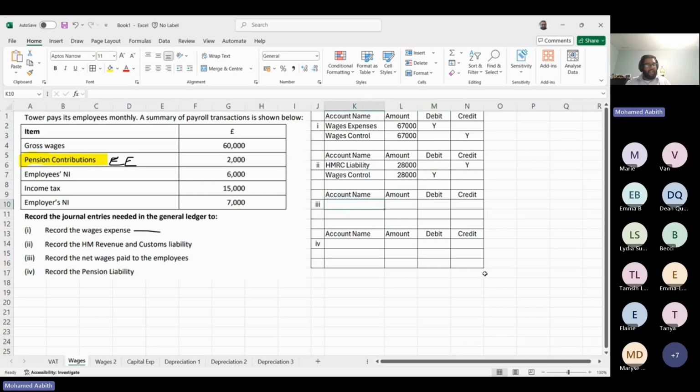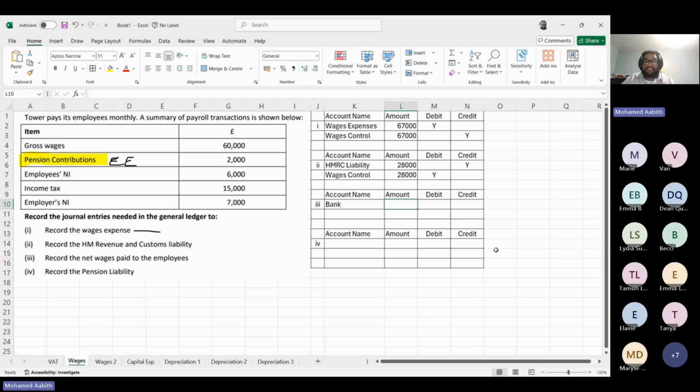Now, third one is the account name. We're talking about the net wages paid to employees. So do you have an account called net wages? Okay, let's say net wages. Yes, it can be, but it's been paid already. If it's paid already, where is the money gone from? It's gone from the bank account. Yes, absolutely. So the bank account where we have our money going out.